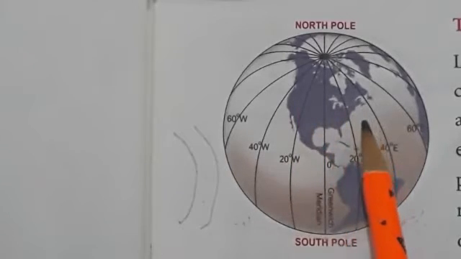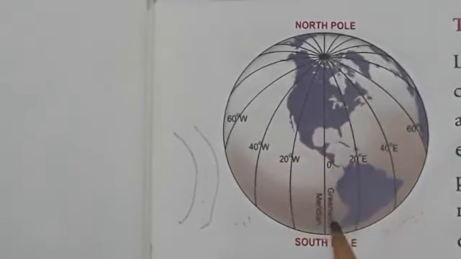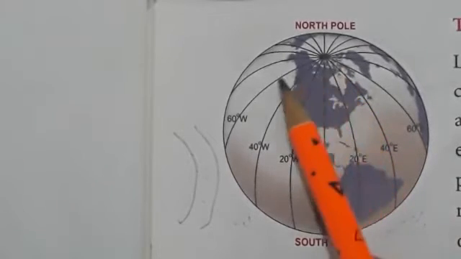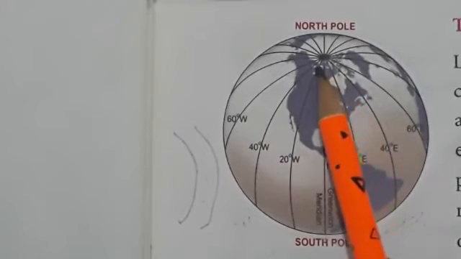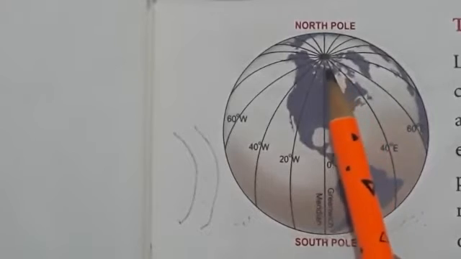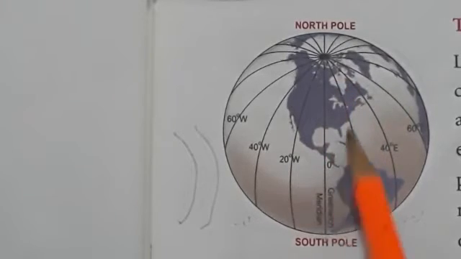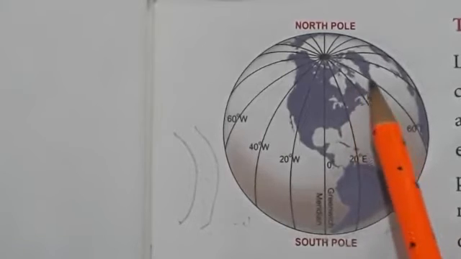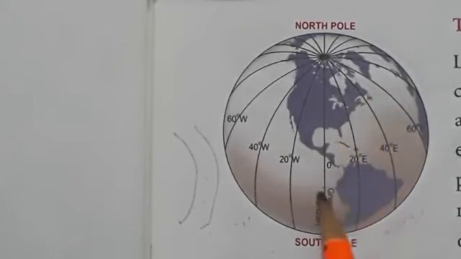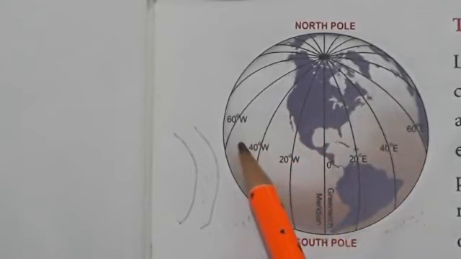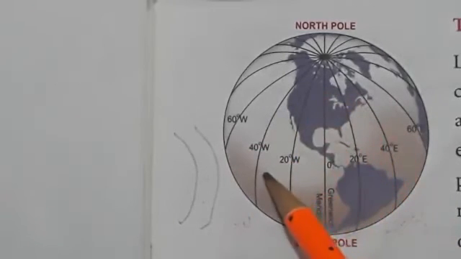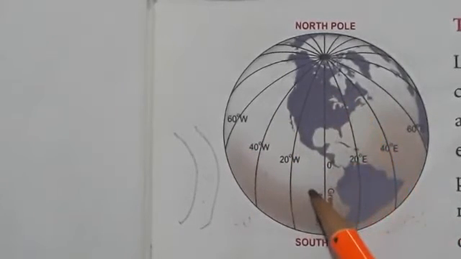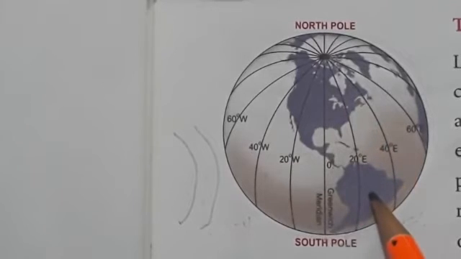Latitudes are parallel lines, but here they are not parallel. They all meet at the poles. See, all the longitudes meet at the poles. These longitudes are also called meridians. What are they called, children? Meridians. Meridian means midday sun. That is, all the places on a longitude will have noon at the same time.